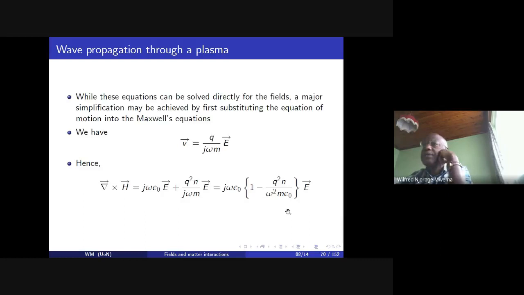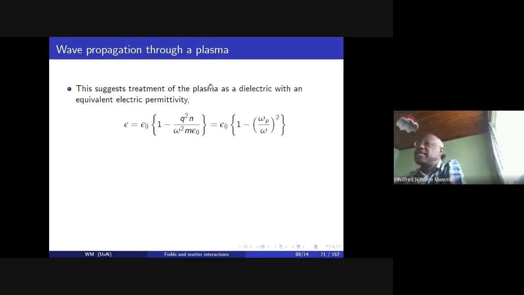So this suggests a treatment of the plasma as a dielectric with an equivalent electric permittivity given by epsilon equals epsilon naught multiplied by that equation, which we can write as epsilon naught into 1 minus omega p, the plasma frequency, divided by omega, all squared. Omega is the frequency of the external field that is passing through the plasma.